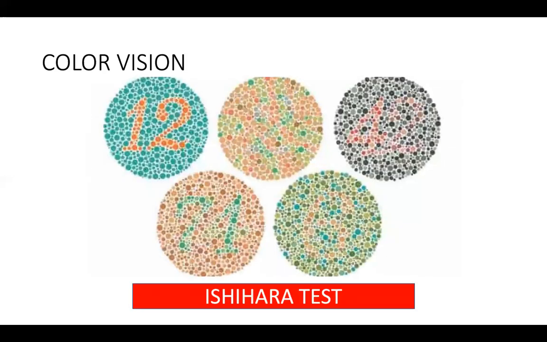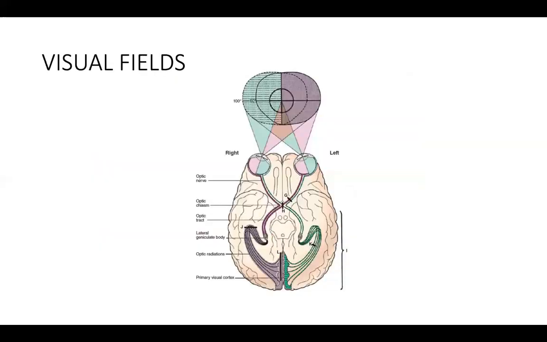Ishihara color plates can be used to detect red-green color blindness. The test plates contain a hidden number that is visible only to subjects with color confusion from red-green color blindness.